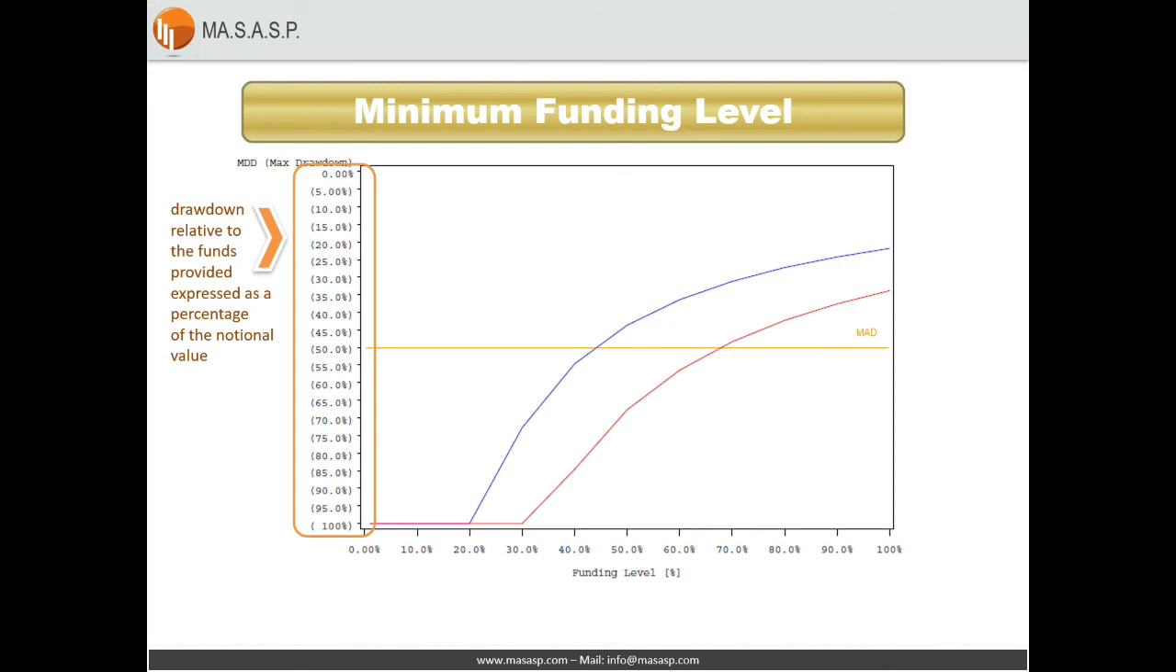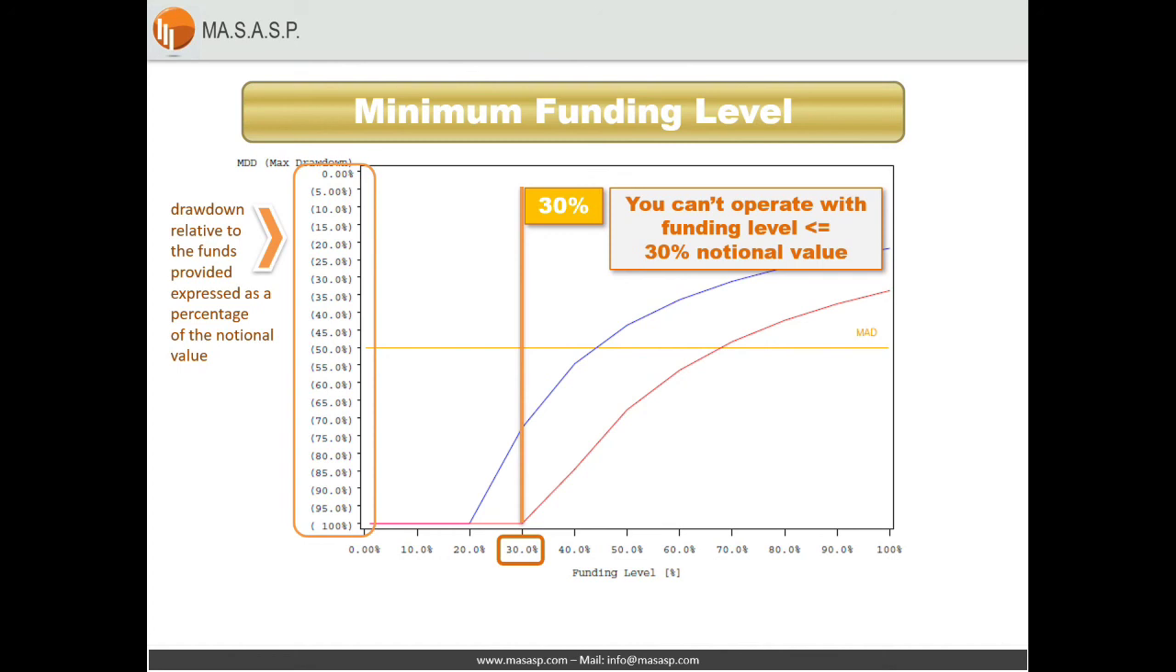It's easy here to figure out that with a 30% funding level, we wind up using up all our funds, because the red plot reads minus 100% on the y-axis when the funding level is 30%. Instead, with the 60% funding level, for instance, we will incur in a 55% consumption of our funds in the worst case.